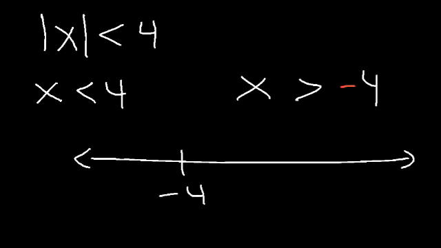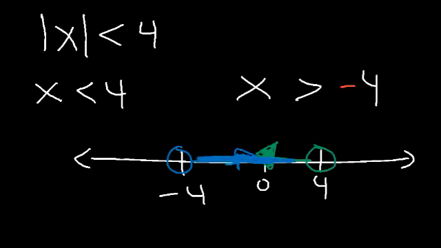So on the number line, let's say x is less than 4. To shade that, this would go in this direction. And the other one, x is greater than negative 4. So we have an open circle going in this direction. So x is between negative 4 and 4.